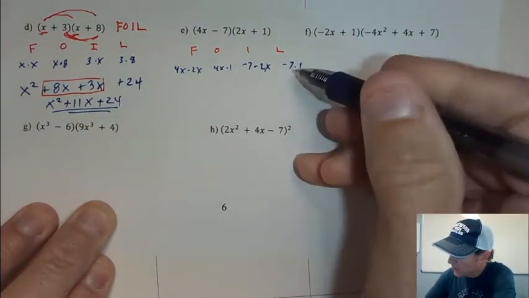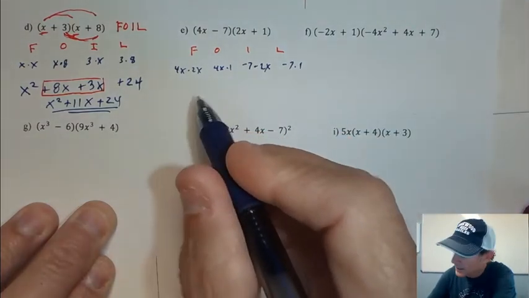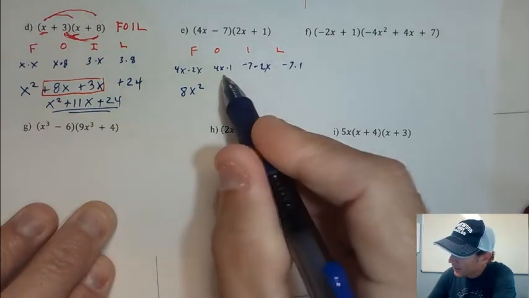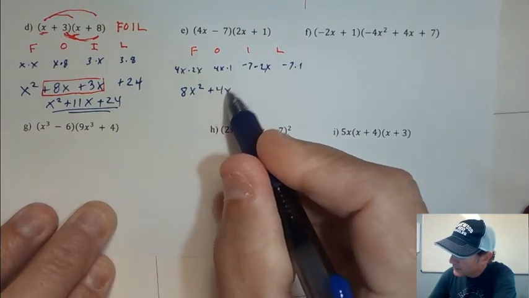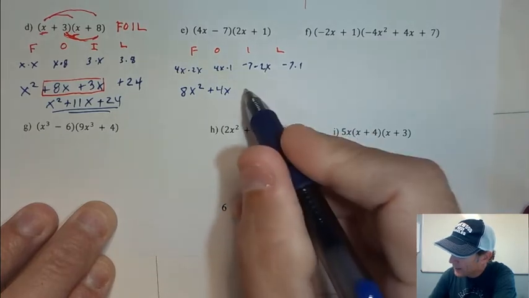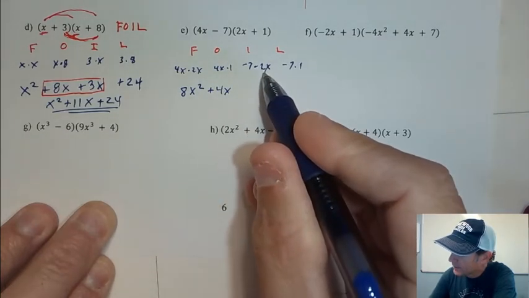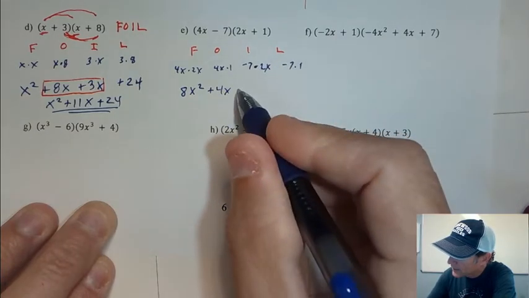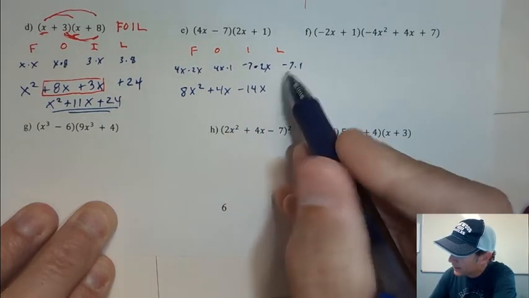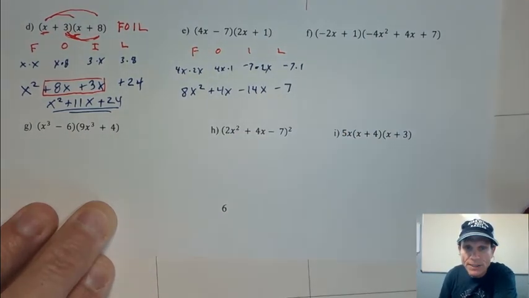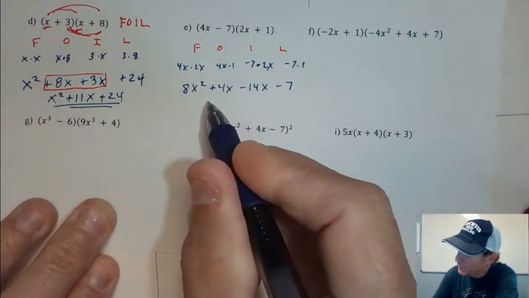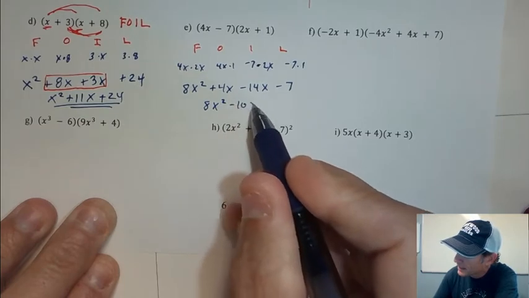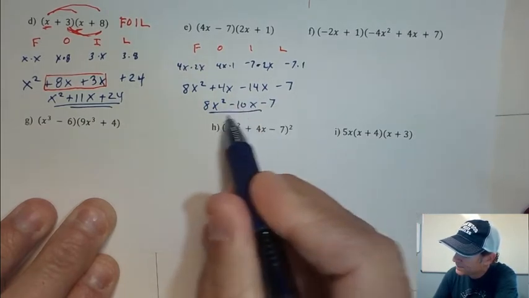I'm writing a little small here, I know, but hopefully I can enlarge it on this next part. So here I get 8x squared. There in the O part, I get positive 4x. And for I, we get negative times positive 2x, so negative times positive is negative 14x. And then negative 7. Okay, so be careful with those signs. And then here we can put our middle terms together. We got 8x squared minus 10x minus 7.